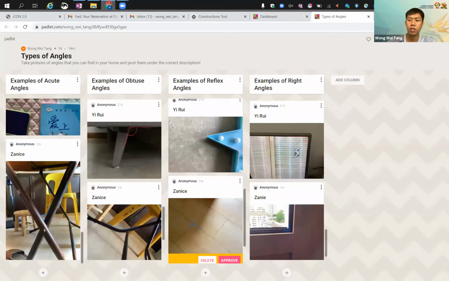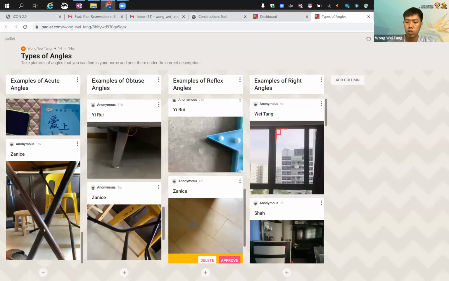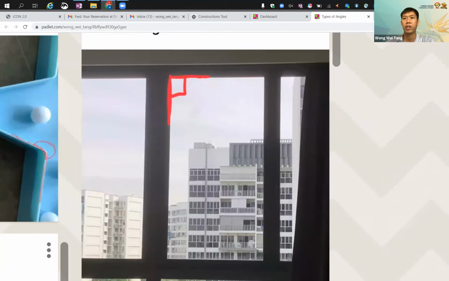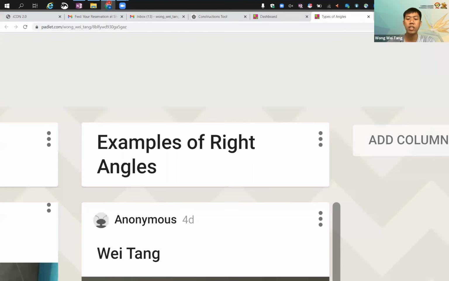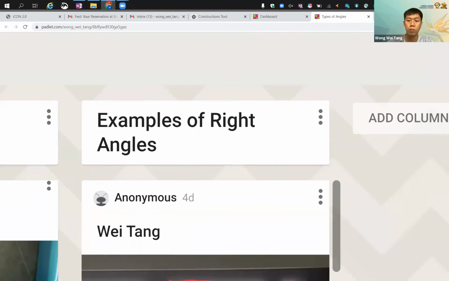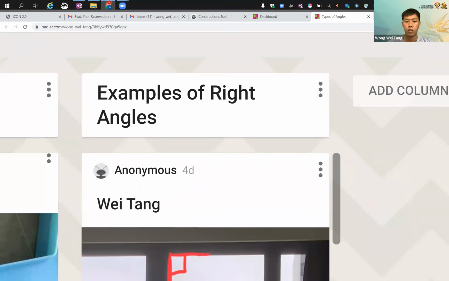Okay, so here we have the different photos. We will go through the photos one by one. So for the first one, we start with the right angles, because I think that's something that is easier for us to recognize. My objective is for you to be able to recognize right angles straight away. Once you are able to do that, you'll be able to identify the other angles quite easily.